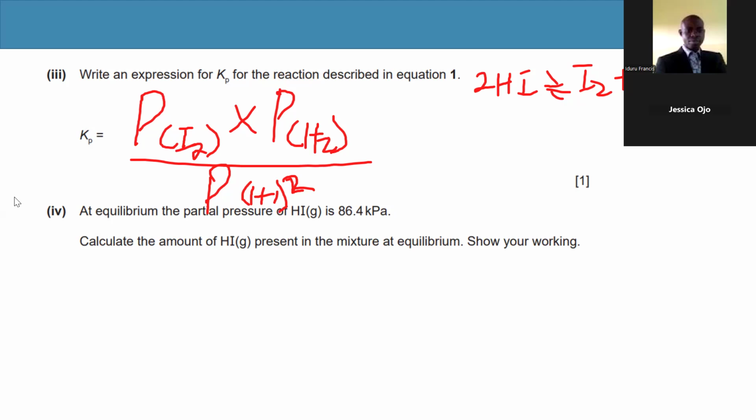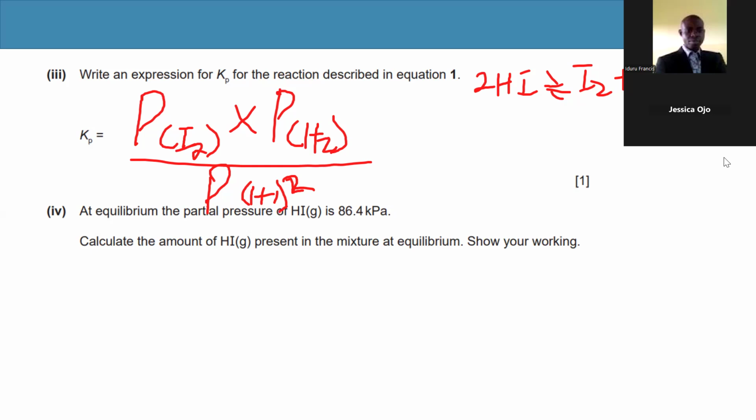All right. So at equilibrium, the partial pressure of HI is 86.4 kilopascal. Calculate the amount of HI present in the mixture at equilibrium. Show your working. I don't know how many marks. This should be 2 marks anyway.